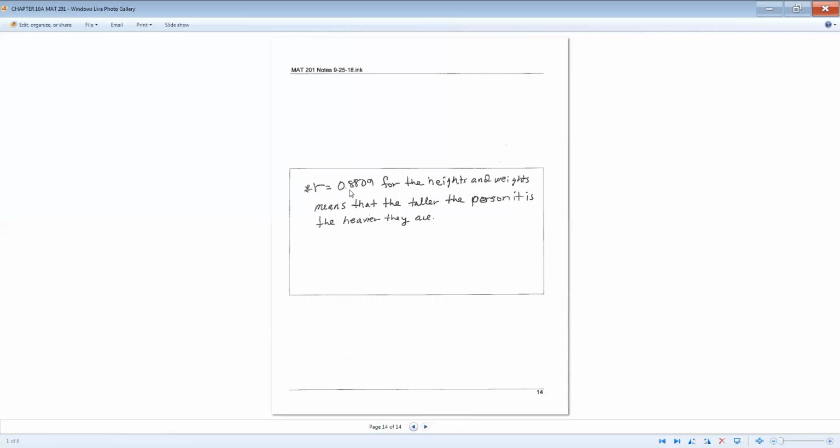So what it means for 0.8809 to be your correlation coefficient, it says for the heights and weights, that the taller the person is, the heavier they are. And so if it was negative, that would mean that the taller the person is, the less they will weigh.